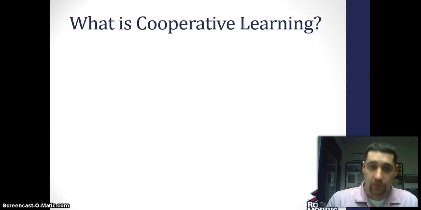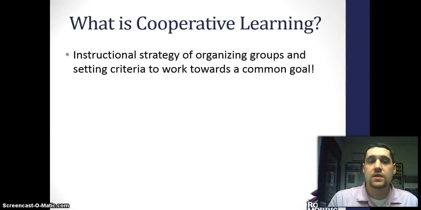So what is cooperative learning? Well, first, it's the instructional strategy that organizes groups. Basically, it's creating teams that work towards a common goal. It establishes the individual and it establishes a part of a whole.